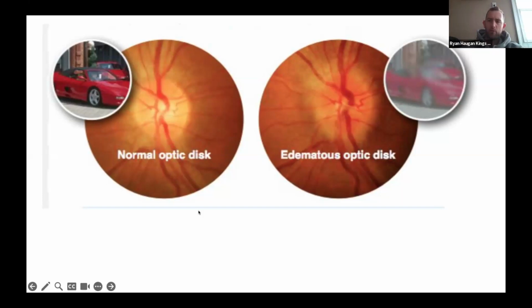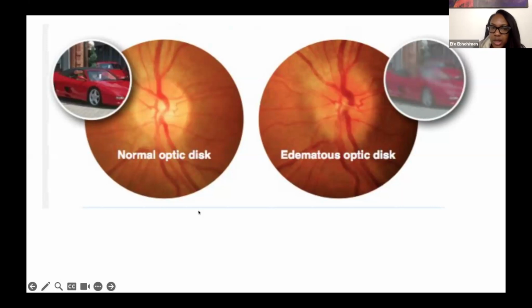Sinus thrombosis. Okay. So there's a patient, they have an edematous optic disc. They're also cupping? What was that? Is that cupping? This is not specifically cupping, but the patient is also having some blurred vision.